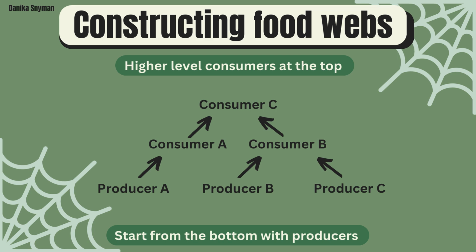So let's build a food web together. We always start at the bottom with the producers. They are the base. Then we add the consumers who eat the producers, then higher-level consumers, and finally at the top, the predator. So the pyramid goes like this: producer, primary consumer, secondary consumer, tertiary consumer, and then apex consumer.